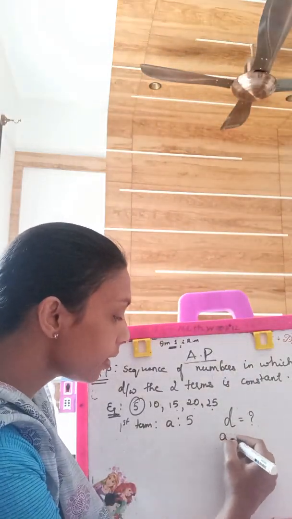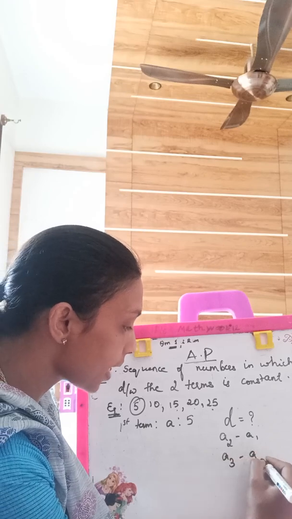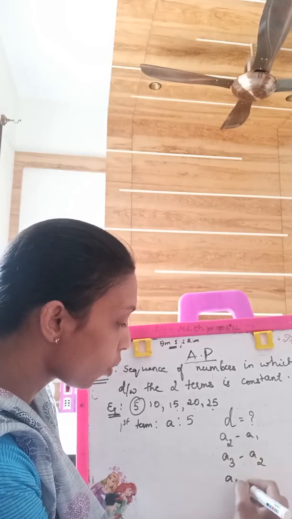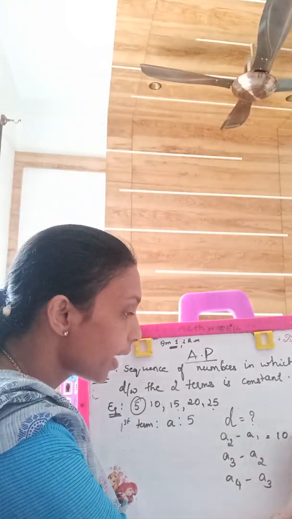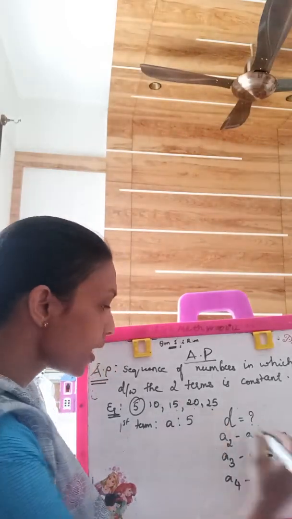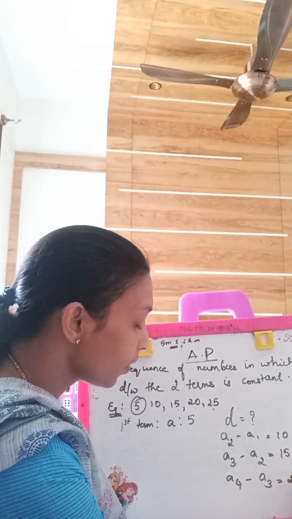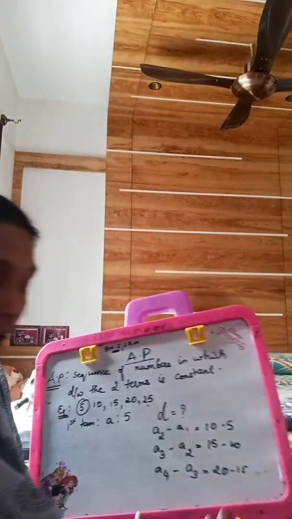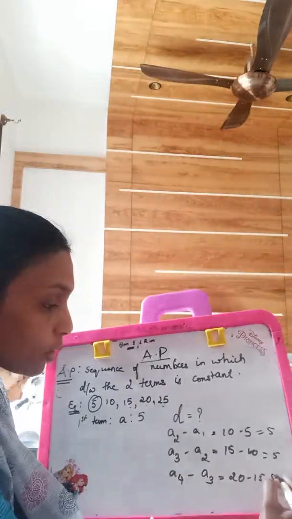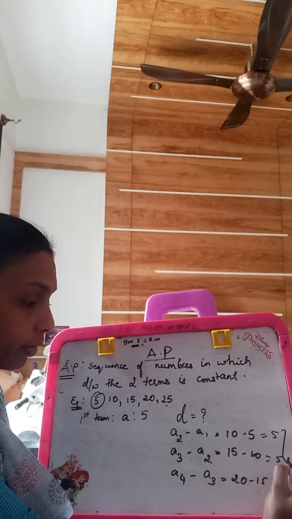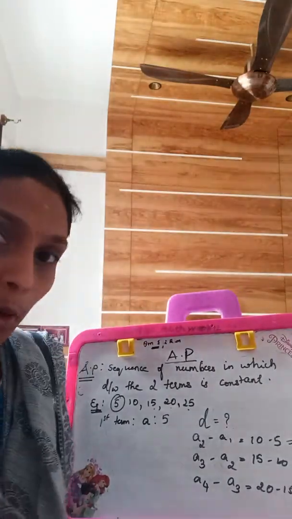D is nothing but A2 minus A1, A3 minus A2, A4 minus A3. What is A2? 10. 10 minus 5. What is A3? 15 minus 10. 20 minus 15. Are you able to see? So in this, the difference between all these will be the same. It remains the same. This is said to be an arithmetic progression.